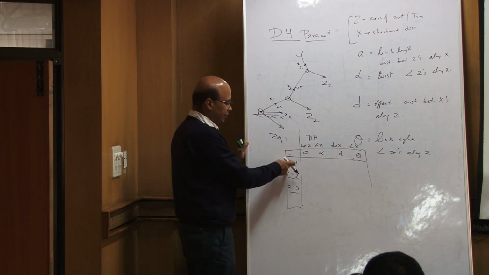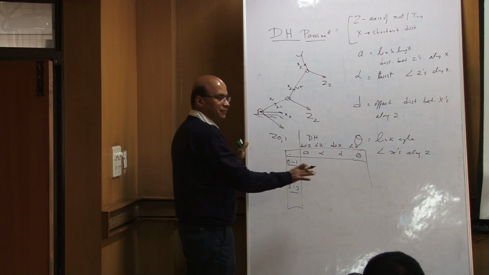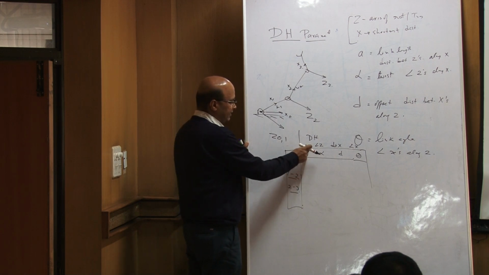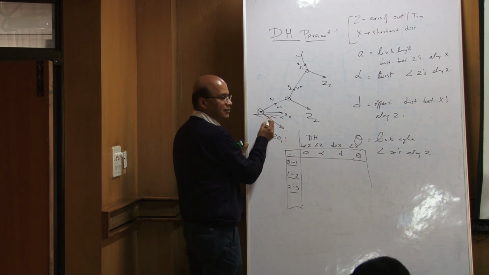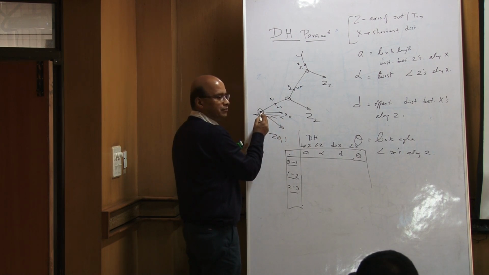So we always start with 0, then 1, then 1, 2, 2, 3, like that. The first one is A, the distance between the z-axis. Now z0 and z1, where is z0, z1? They are the same axis, so there is no distance between them. So it is 0.